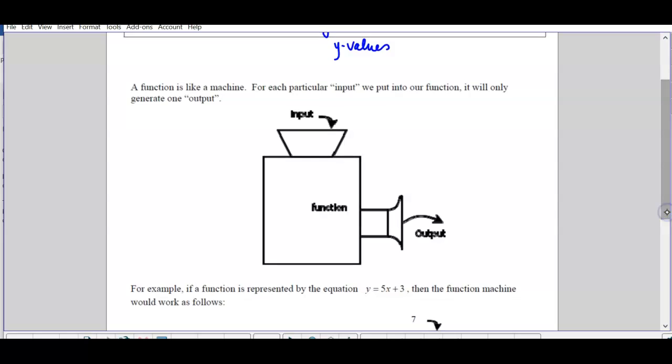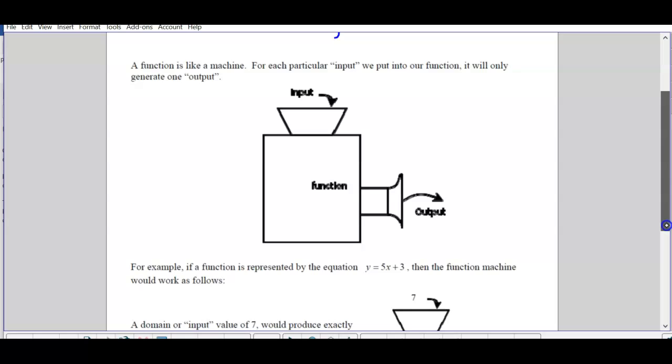Then we're going to look at what we call a function machine. So a function is like a machine. For each particular input that we put into the machine, it will only generate one output. So you can't put something in and get two different things out. This is a basic, simple machine. What goes in comes out as one type of output.